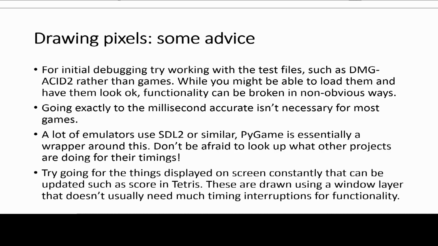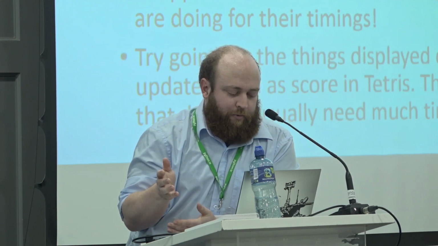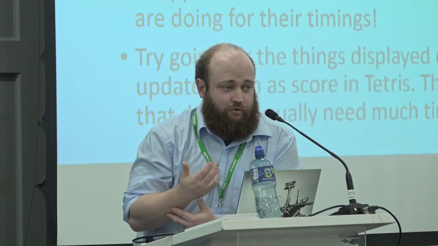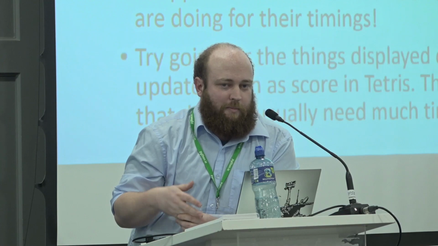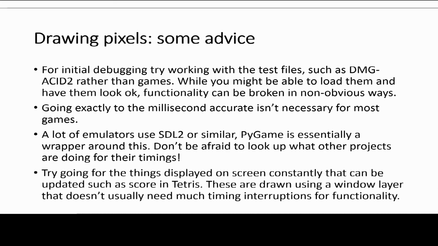So as I said, for initial debugging, try working with the test files. DMG Asset 2 was a good example there because it uses a mixture of just about everything you'll encounter fairly frequently when you're actually using games. Ironically, the test files are usually more stringent about this than the games themselves, outside of maybe very specific cutscene-like moments where you see something very nice visually. Going to millisecond accurate isn't necessary for most games.